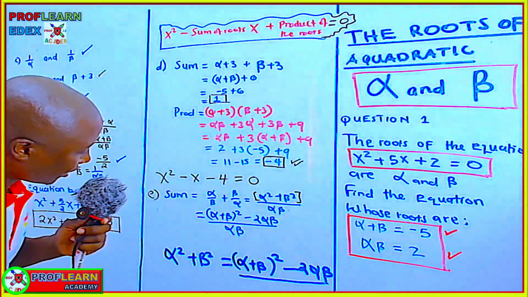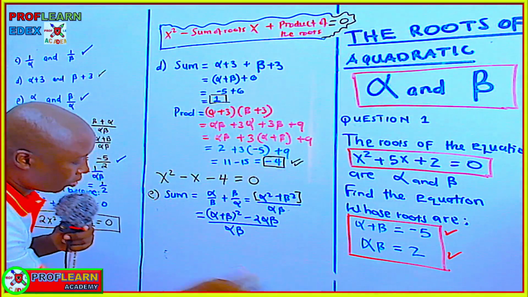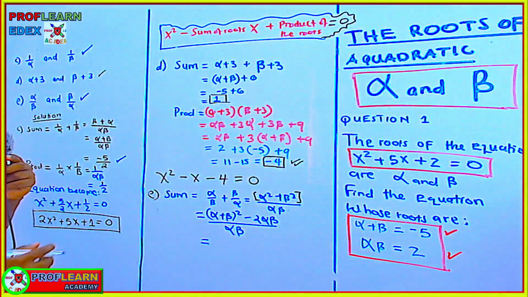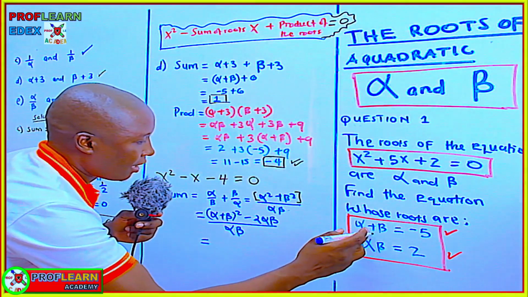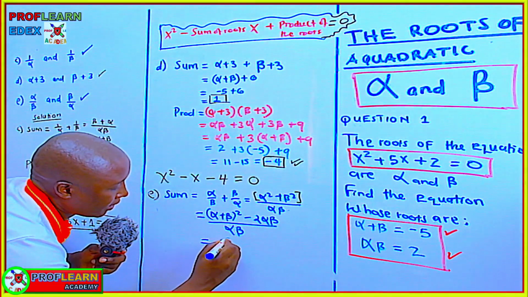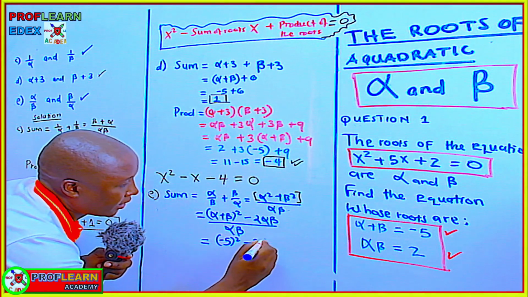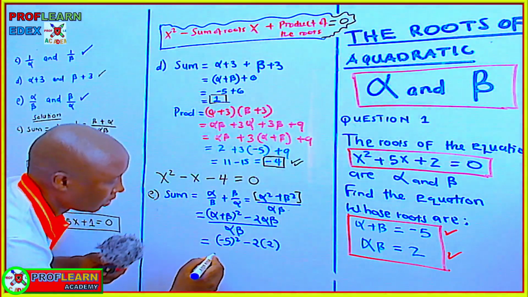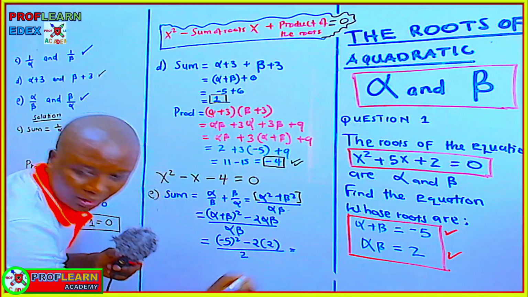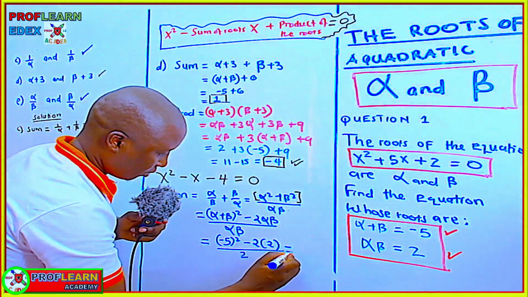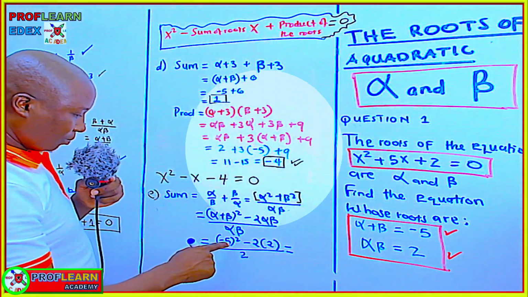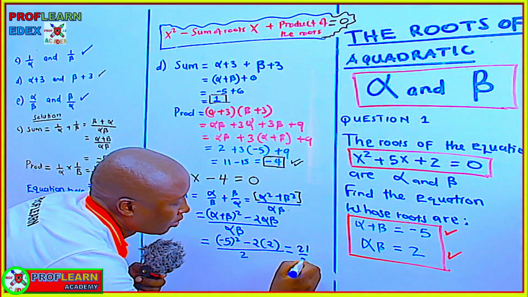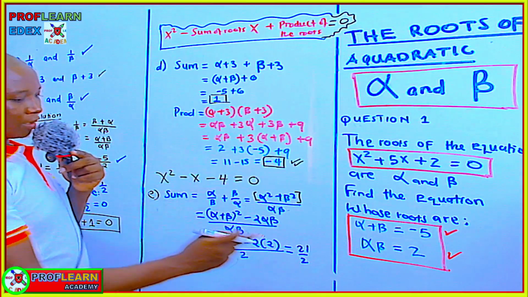And then we can continue with the equation with the original roots that we were having at this point. So the sum is alpha plus beta squared. That will be minus 5 squared minus 2 into 2, because 2 alpha beta is 2 times 2, divided by 2. Let's see what that becomes. This becomes 25 minus 4, 25 minus 4 gives us 21 over 2. So we have the sum is 21 over 2.